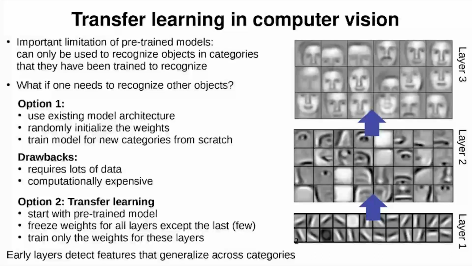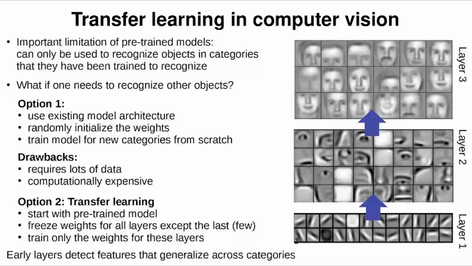The second approach is to start with a pre-trained model, freeze the weights for all of the CNN's layers except the last one, or perhaps the last few, and retrain only the weights for these layers. Because there are a lot fewer weights that need to be trained in this case, the training dataset could be much smaller, and the training wouldn't be as computationally expensive. But why could this approach be expected to work?